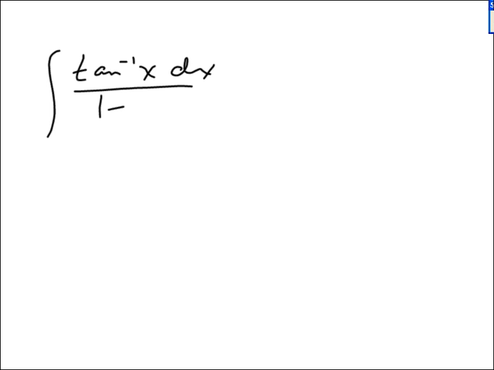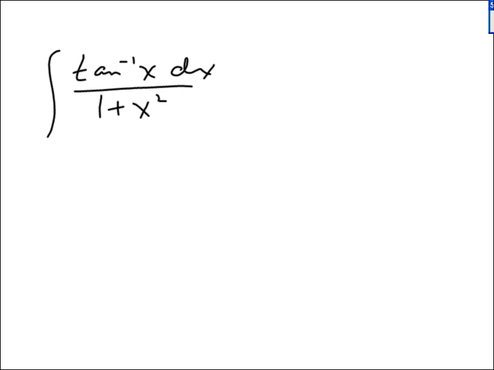The minus was a big difference. Last time we just integrated du. This time we had to integrate secant u du. Next: the integral of tan inverse of x dx over 1 plus x squared.